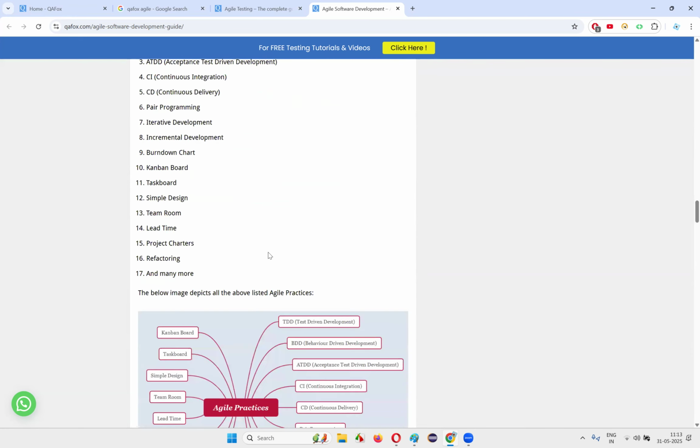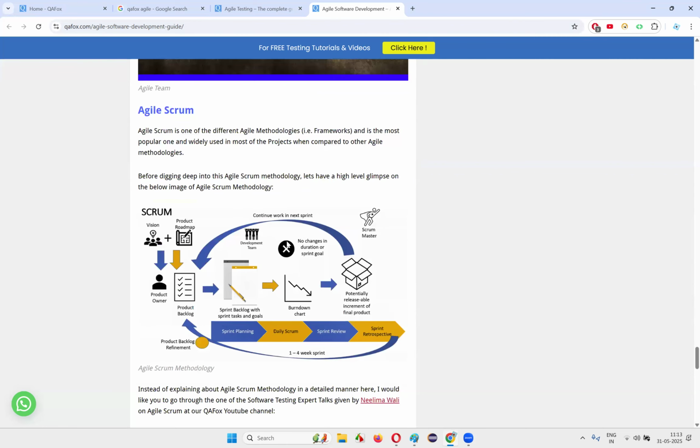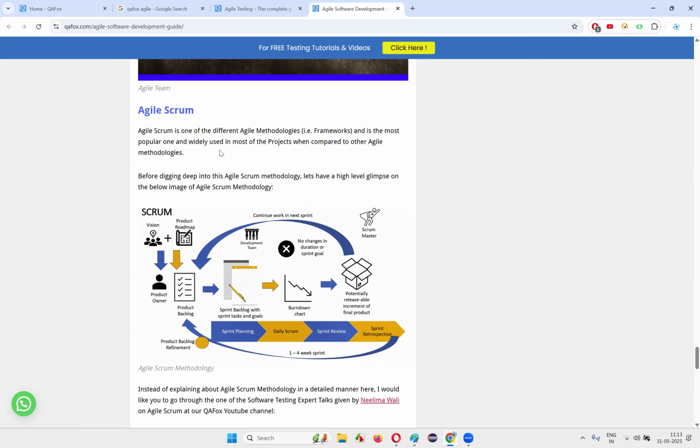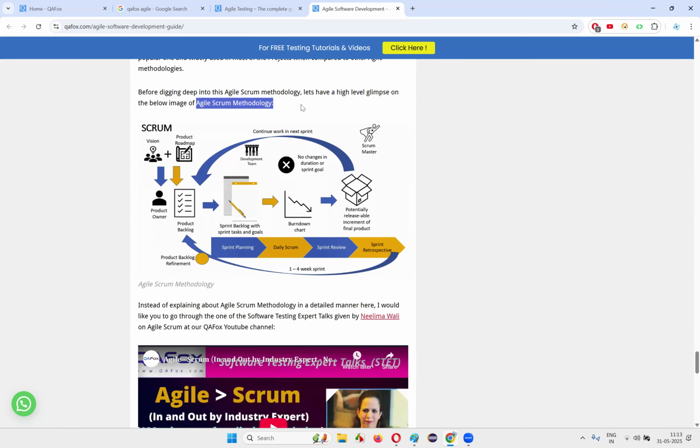So I am going to explain that number one agile methodology or framework that will generally be used in projects following the agile SDLC model. Agile Scrum methodology is the most popular one and widely used in most of the projects when compared to other agile SDLC methodologies. This agile Scrum is the most popular and number one, guys.